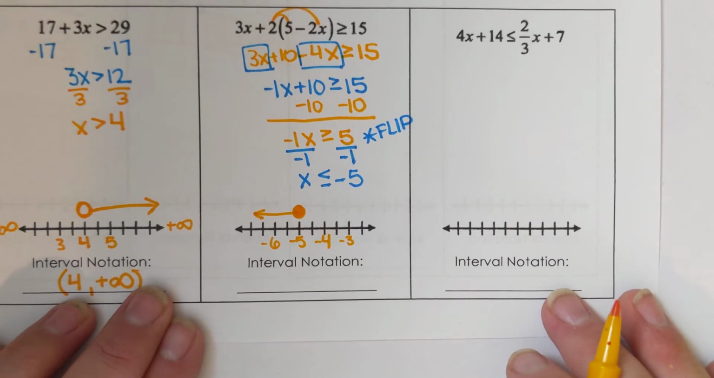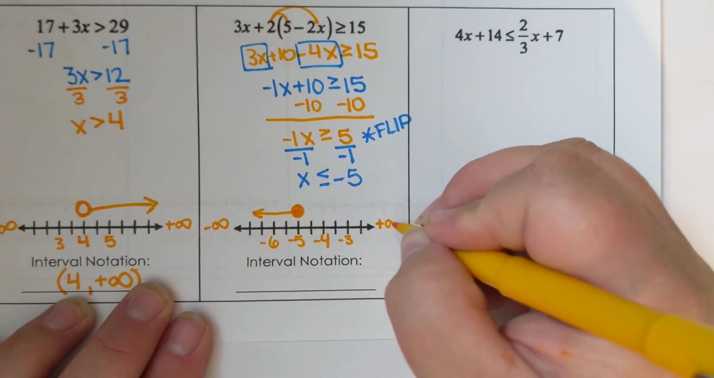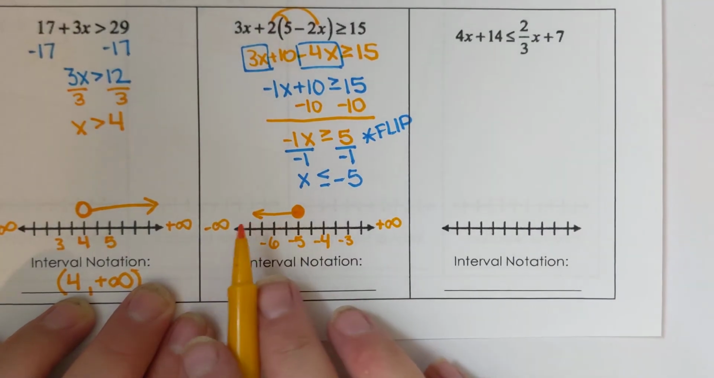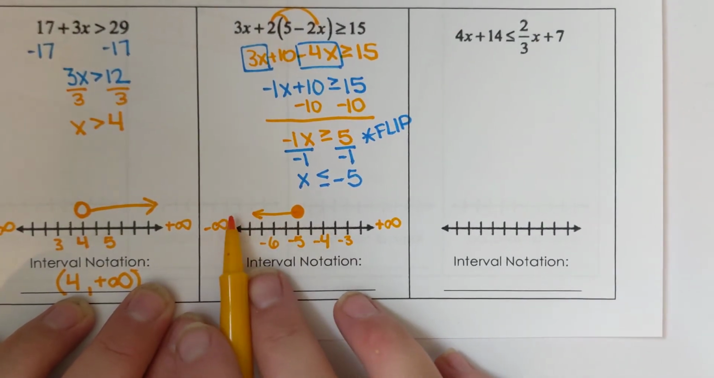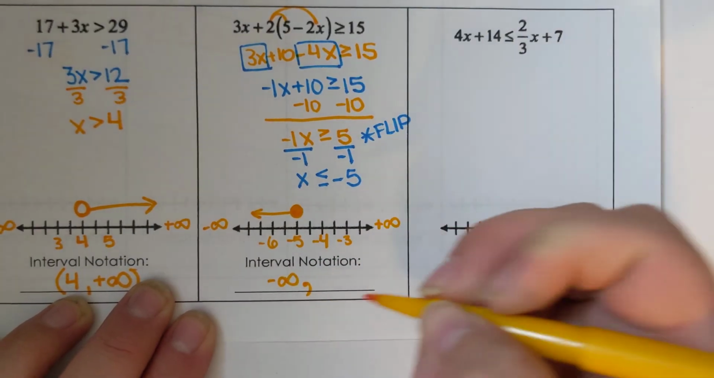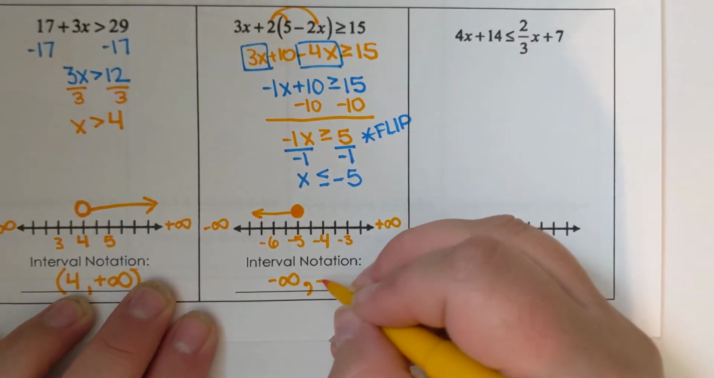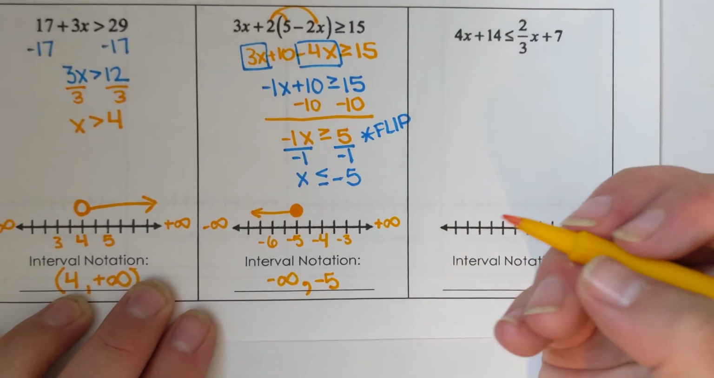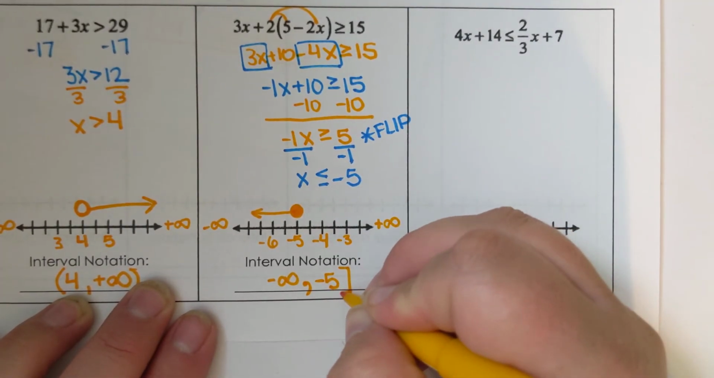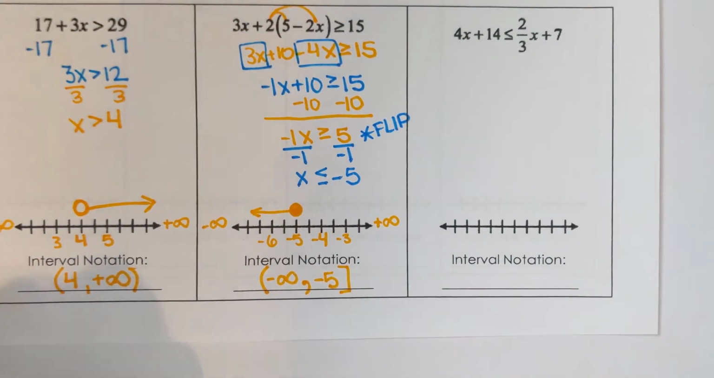And then for my interval notation, it starts on the left at -infinity, comma. To the right, it keeps going until it gets to -5. And then the -5 gets a bracket, or a square parentheses, because it's got a closed circle.